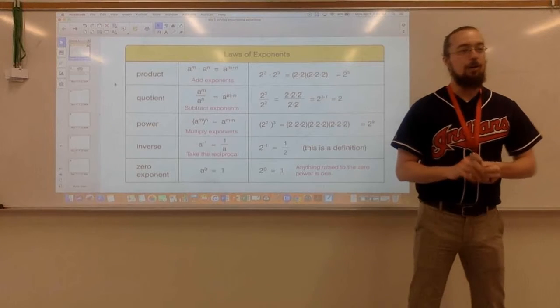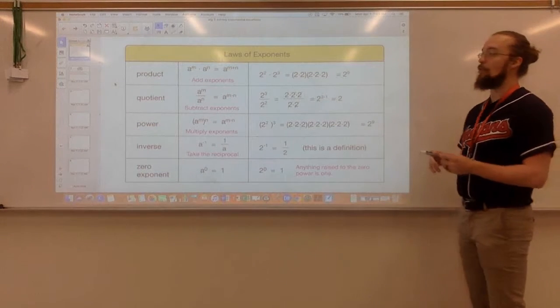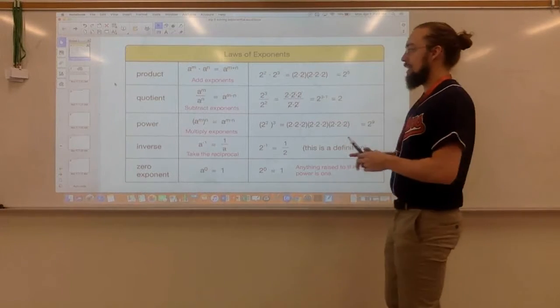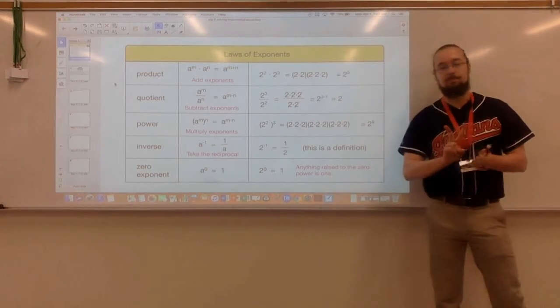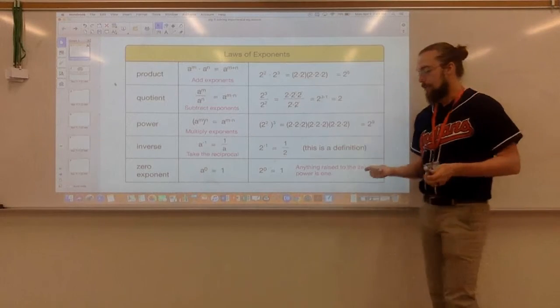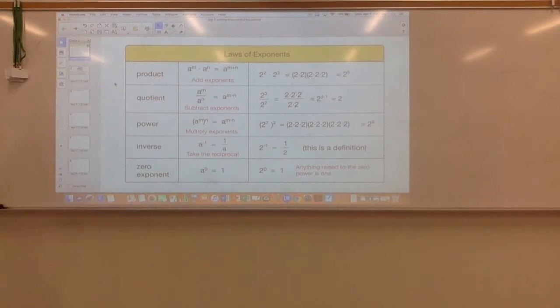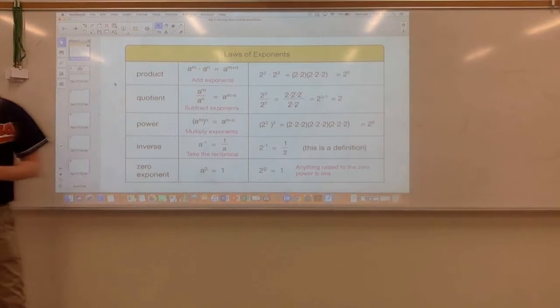Today, we are going to start talking about solving exponential equations. We're going to look at two types: solving exponentials with the same base and with different bases. There's actually a third way that we will look at later, but today we're just going to look at two ways to solve exponential equations.